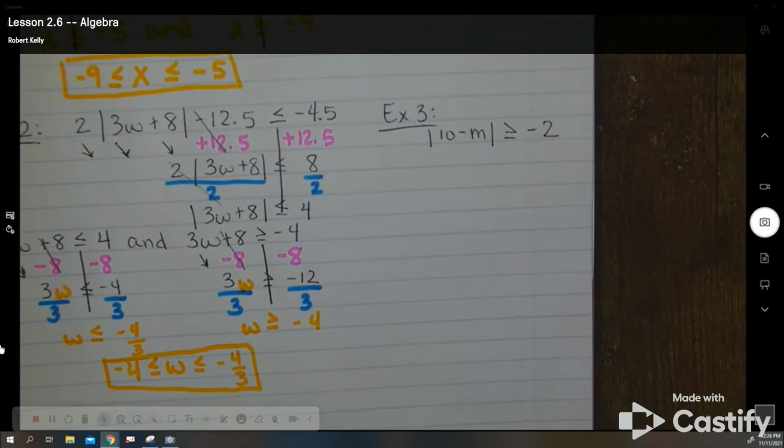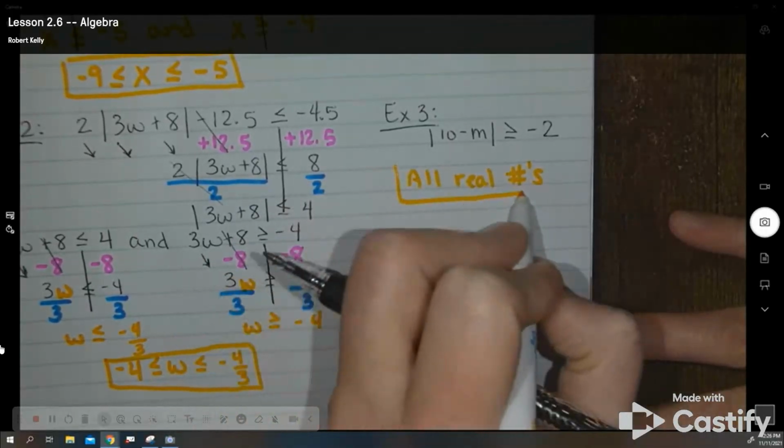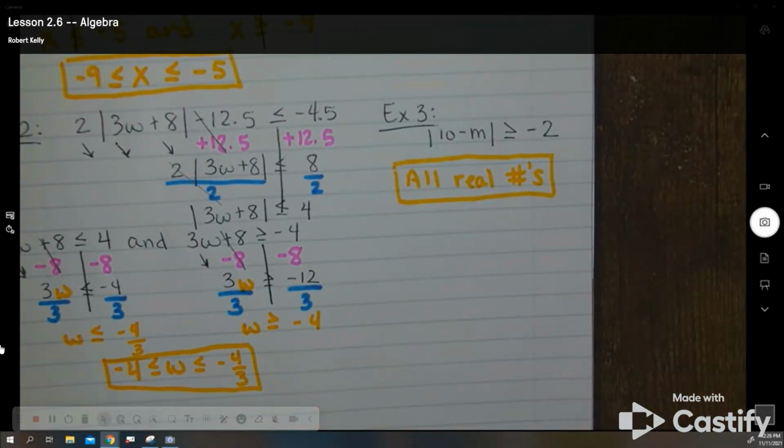So for this instance, we're going to say all real numbers, because it's true for all real numbers that that absolute value is always going to be greater than -2.